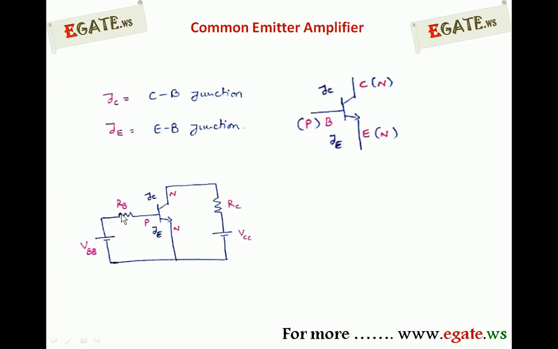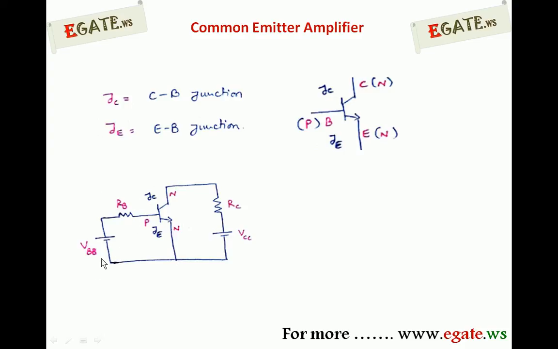VBB and RB are applied such that the emitter base junction becomes forward biased. Look at this one. This is the base. On the P side you are applying a positive voltage of VBB. That's why this PN junction, that is JE, will become forward biased. At the same time, JC has to be reverse biased. For that, on the N side we must apply a positive voltage. Positive voltage on the N side will make the collector base junction reverse biased.